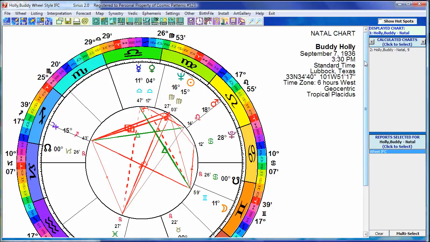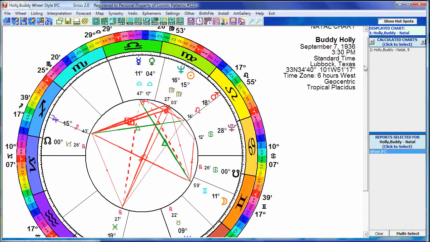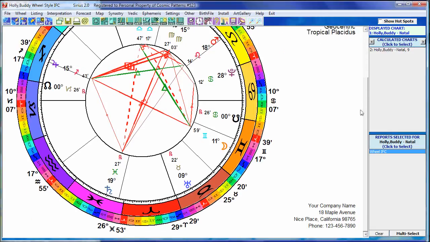Here's Buddy Holly's natal chart. I'm zoomed in a little bit so you can see the details. I'm going to scroll down here to the bottom of his chart. You've no doubt noticed this thing that looks like a circus of colors, all these colors around here. What is this? Let me explain what it is.